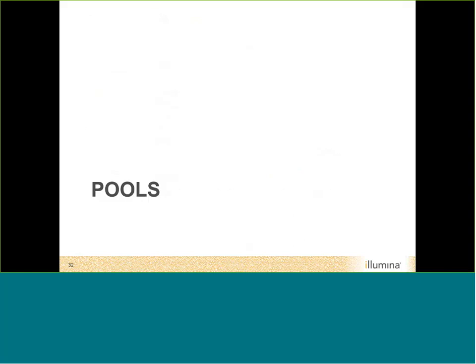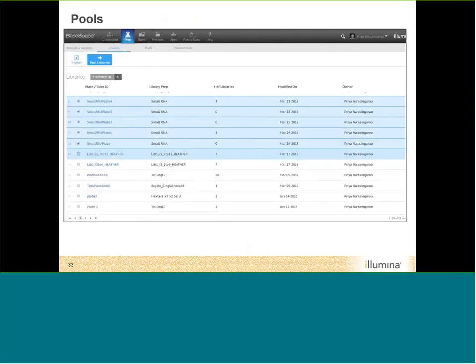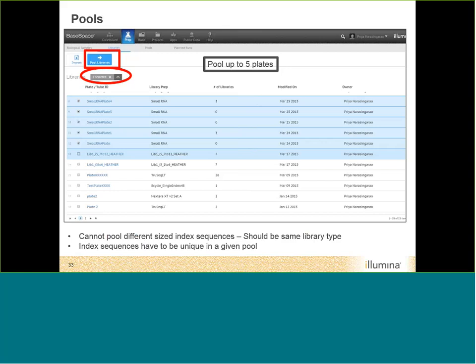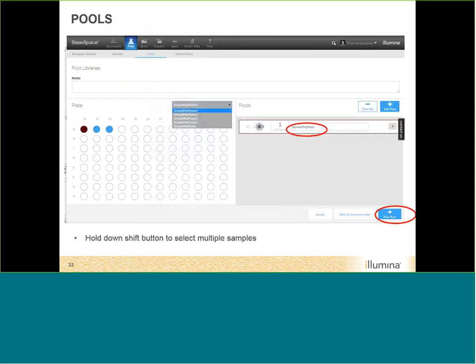Okay, so let's move on and pool libraries. Once you create your libraries, they will appear in the libraries section. You can select up to 5 plates to pool. Keep in mind that the libraries in the plates have to be unique when you create a pool. Once you select the plates that you want to pool, you click on Pool Libraries. You cannot pool different sized indexes, and they should all be of the same library type, and the index sequences must be unique in a given pool.